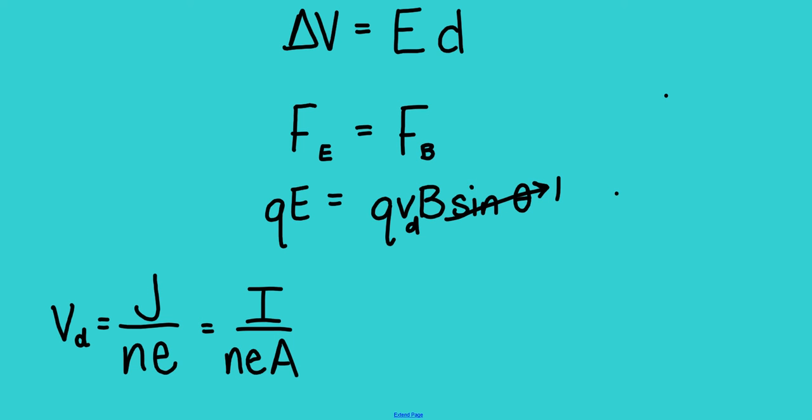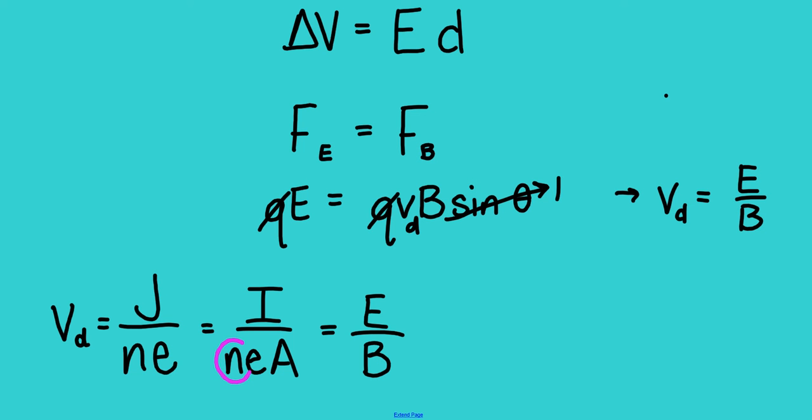Now, using this equation, setting my two forces equal to each other, I can cancel those two q's out, and I get that the drift velocity is equal to E over B. So I can set these equations equal. Now, what I'm really trying to do is find an expression for the number of charge carriers per unit volume. That's what that little n represents.